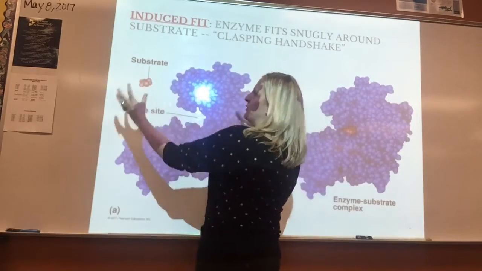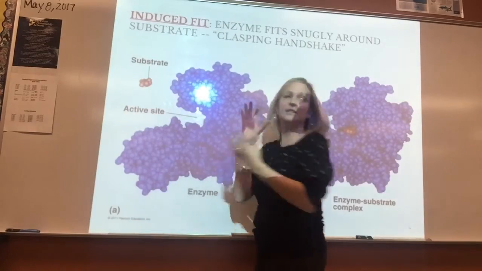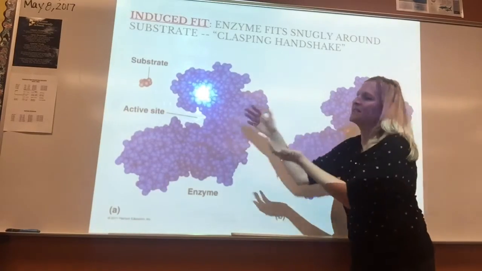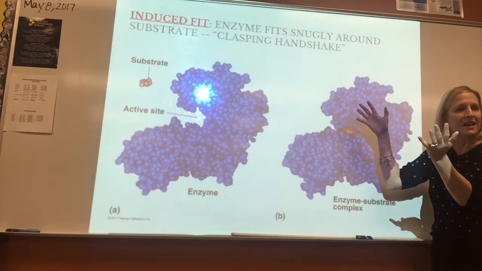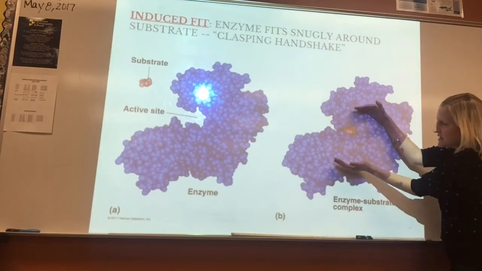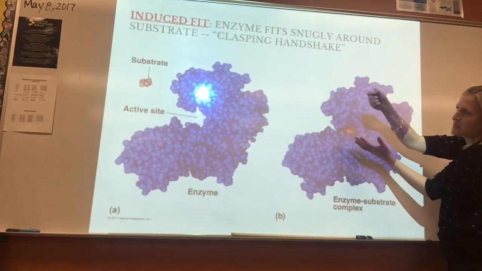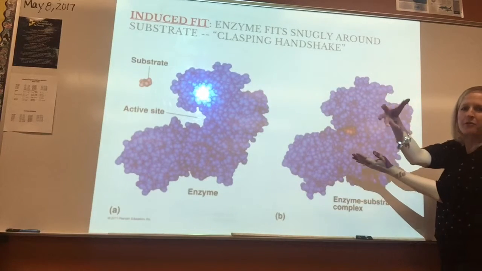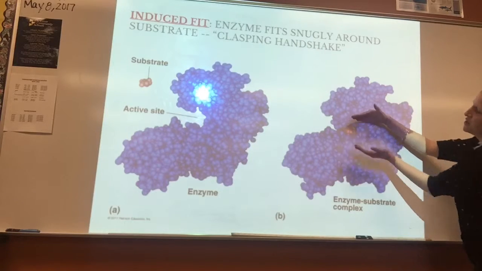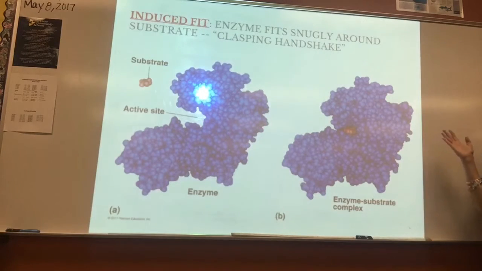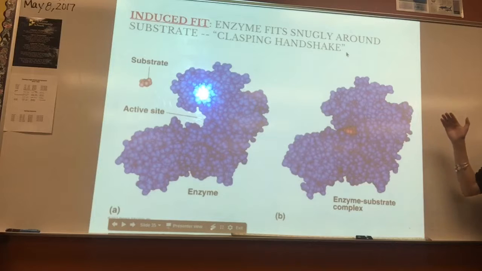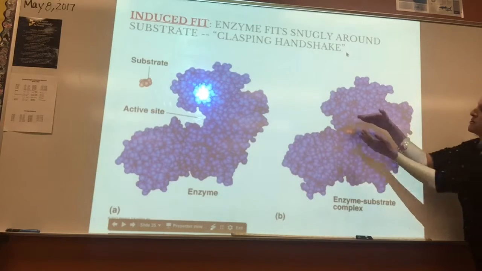Remember, they're randomly moving around. The substrate binds into the active site. And then the enzyme changes shape just slightly. It kind of hugs the substrate a little bit. Or another analogy is a clasping hand shape. The hands come together and then form together. And so that's what is happening here. The active site just kind of goes around the substrate a little bit.